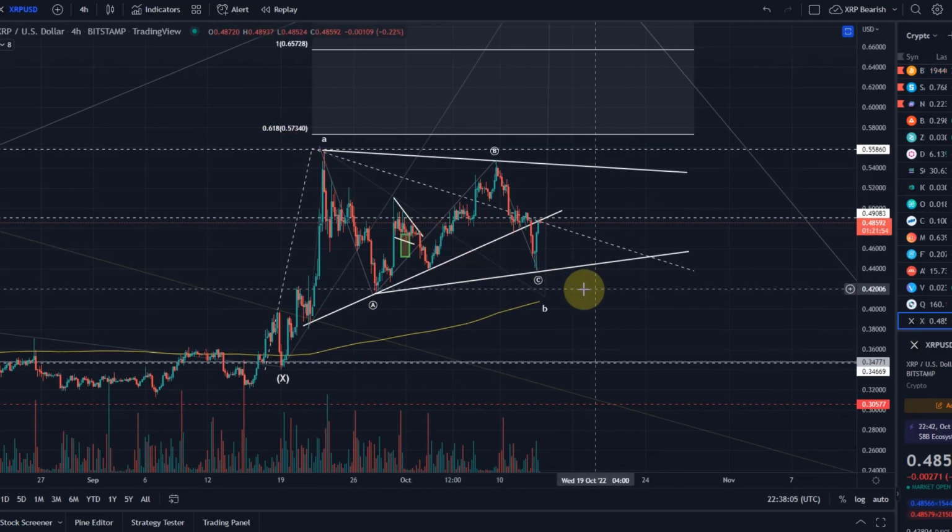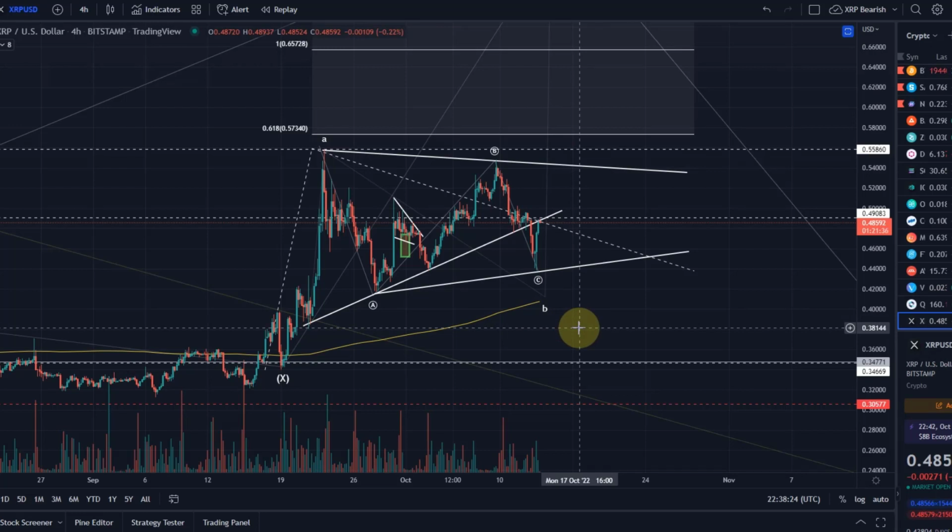All right. On the flip side, if we drop below the low of what I have as wave A, so if we go below the 41.7 cent level, then I think we could go lower. Next support would be around 38.1 cents, and if we go below this level, well, then we're really looking at 28 cents and lower.